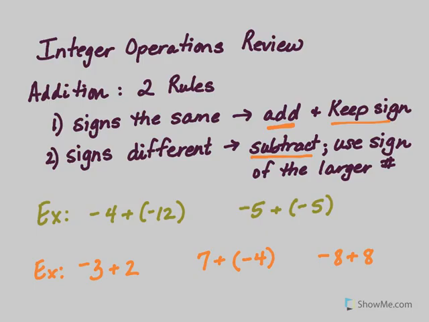First one, -4 plus -12. Well, that's rule number one, right? Signs are the same, so we add up 4 plus 12, which is 16, and then we keep the sign of the two numbers that we just added, and we're done. Next one, -5 plus -5. Again, that's rule number one. So we add up 5 plus 5, which is 10, and they're both negative, so there we go.